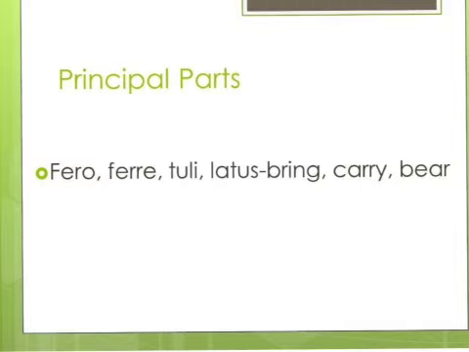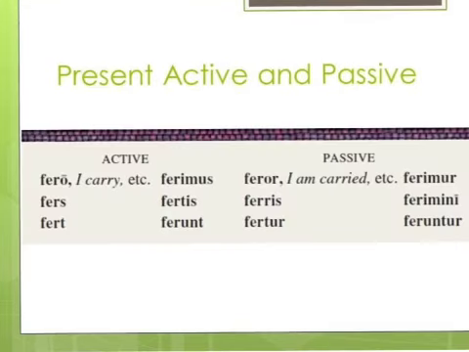In this video, I will be covering the irregular verb fero. The principal parts of fero are fero, ferre, tuli, latus, meaning to bring, carry, or bear. It is thought that fero has, quote-unquote, borrowed the last two principal parts from another verb. The most difficult tense to learn for fero is the present.